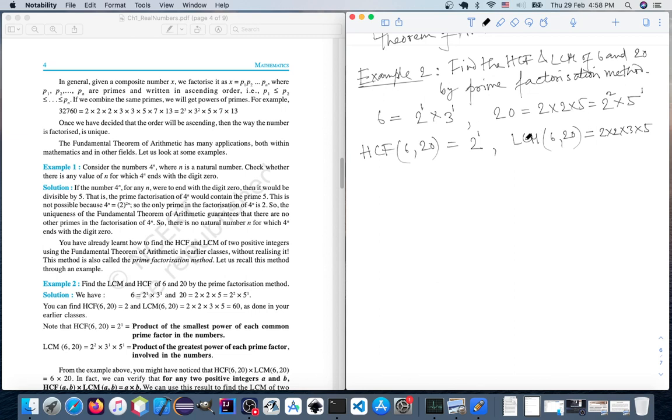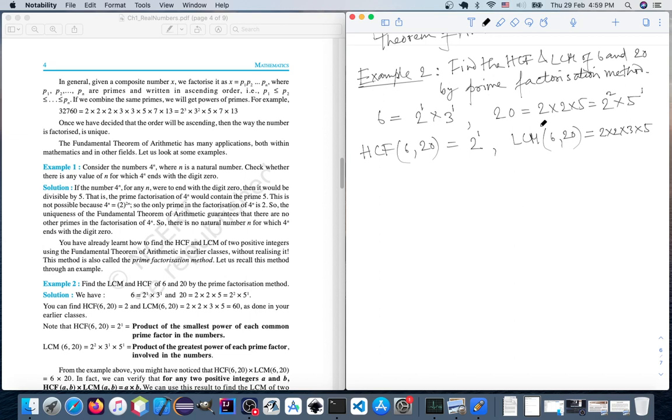Okay. Now LCM. For LCM, what do we do? For LCM, we consider the greatest power of each prime factor. We consider all the prime factors that occur in both the numbers 6 and 20. Collectively, we consider all the prime factors that occur in 6 and 20, and we take the greatest power of those prime factors.